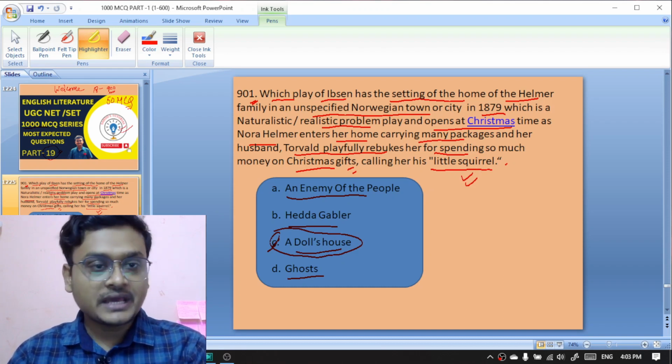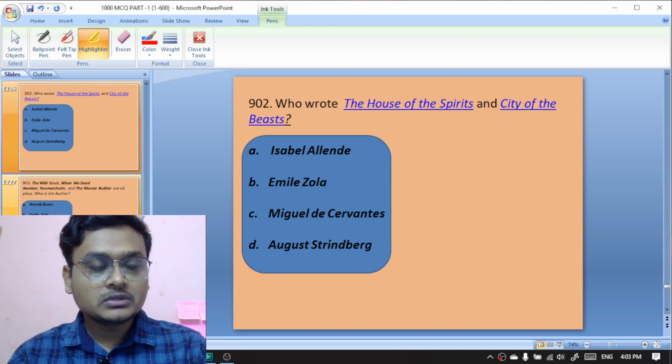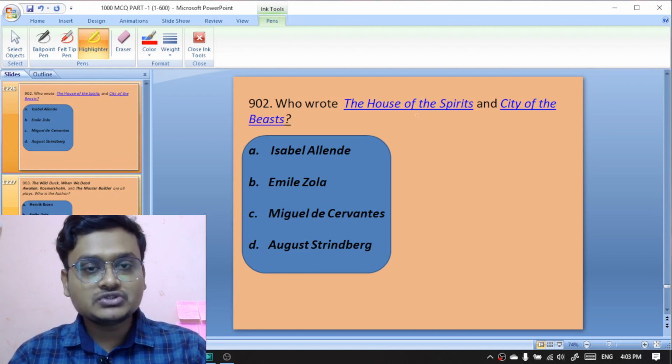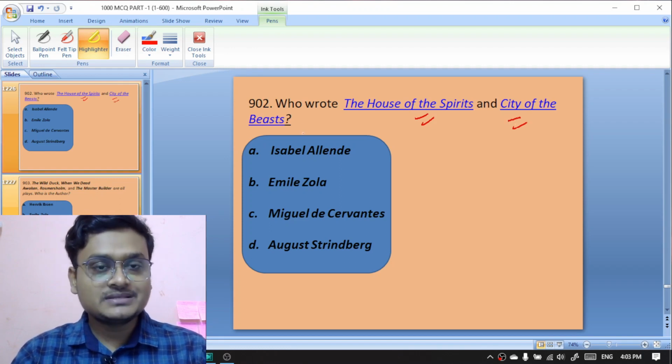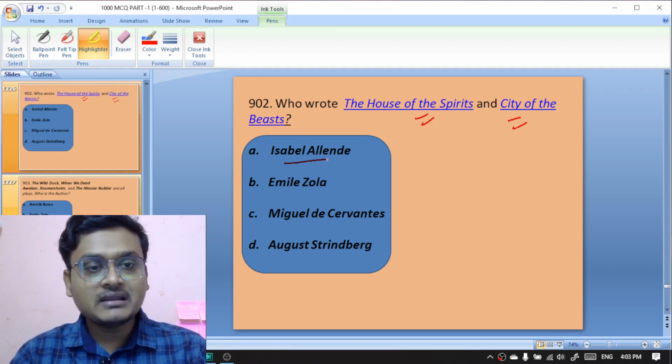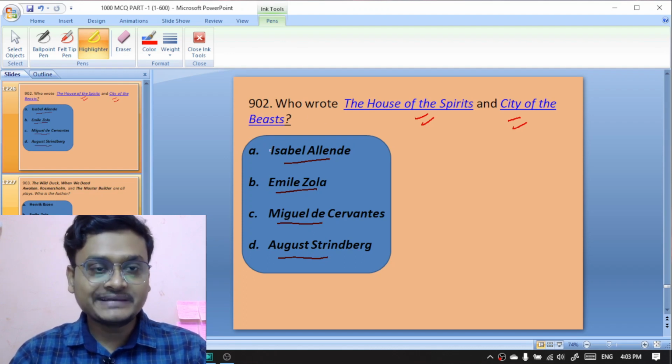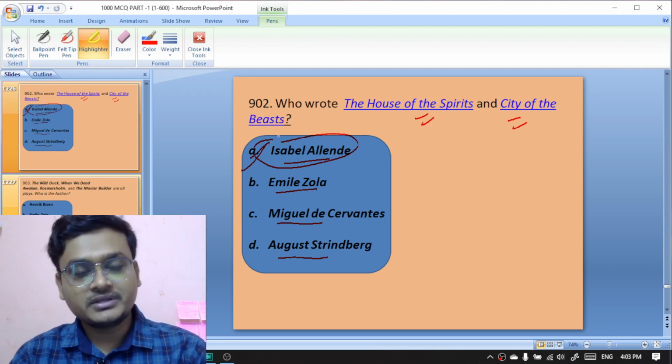Question number 902. Who wrote The House of the Spirits? The House of the Spirits and City of the Beasts, these are novels written by whom? Isabel Allende, Emile Zola, Miguel de Cervantes, August Strindberg. These novels were written by Isabel Allende. So A is the right option over here.